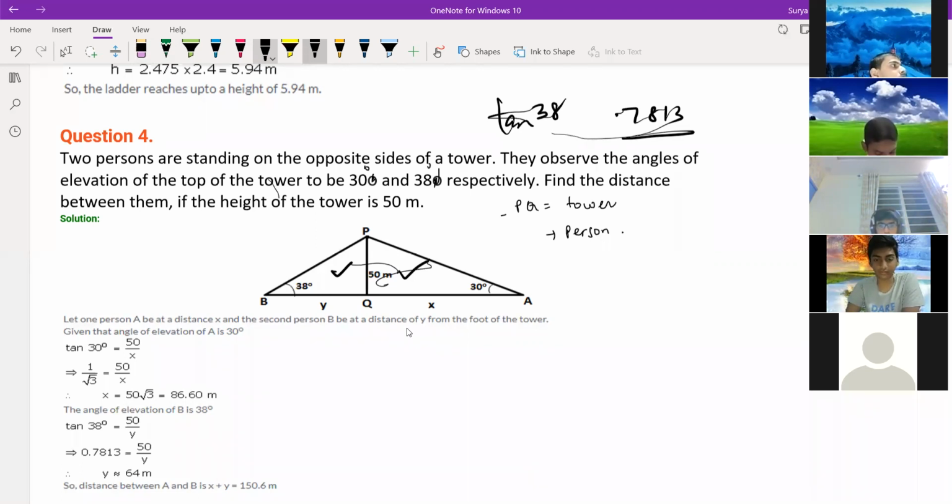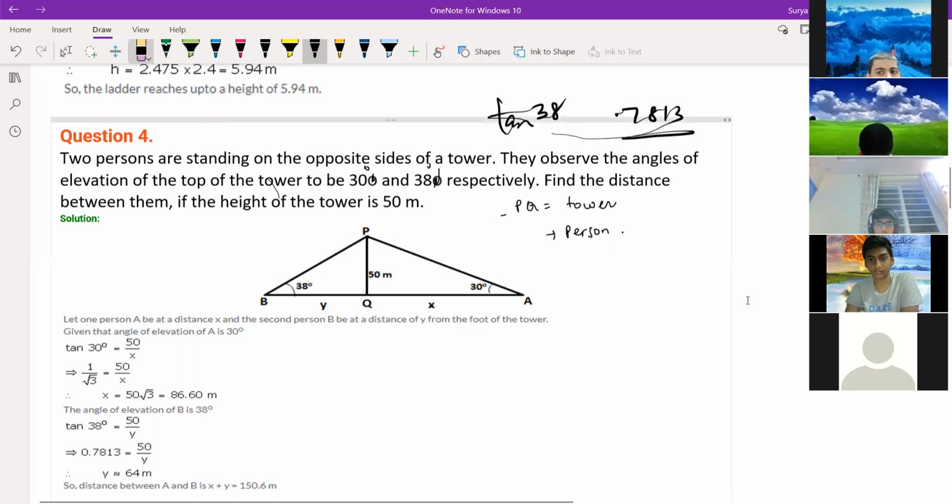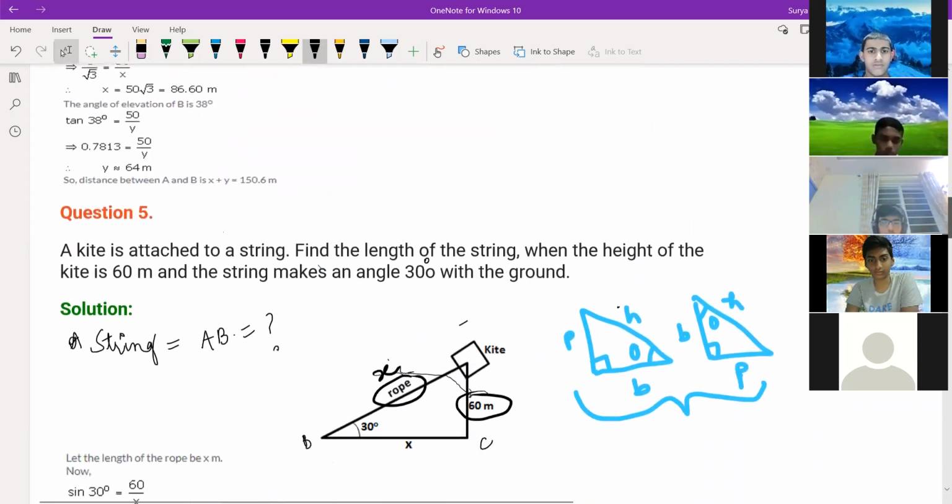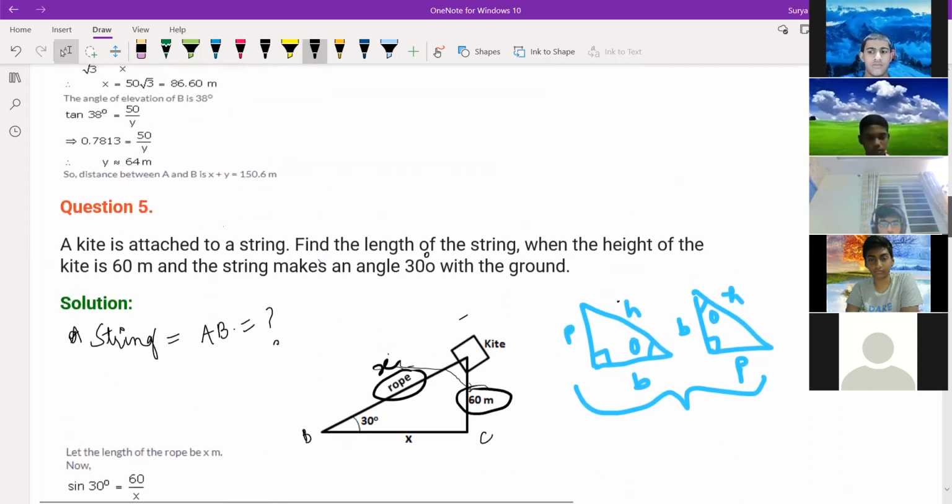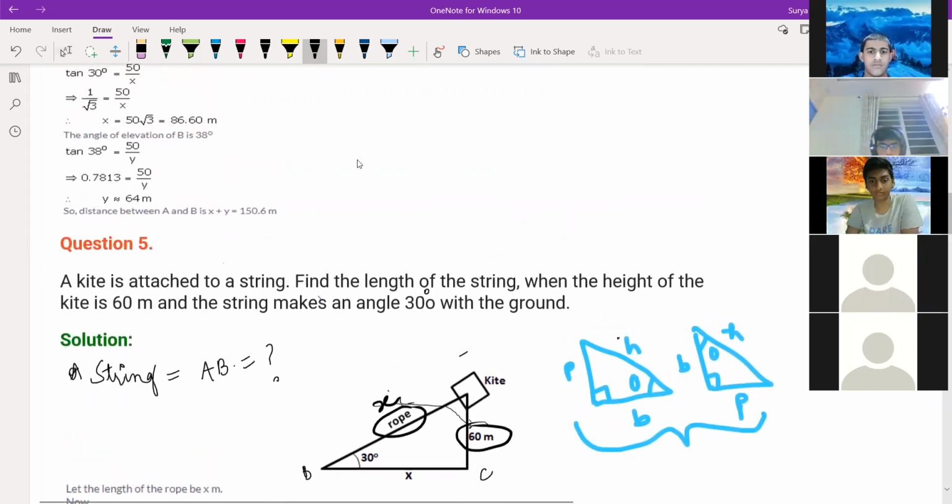Okay. So these are the questions. Rasool, you got the same answer, x and y. Yes, sir. And after getting the values of x and y, we have to add the values to find the distance between the both things. Now see question number 5. All of you see question number 5.